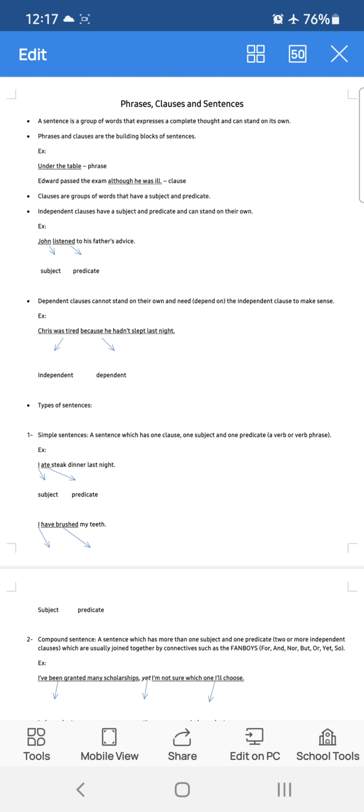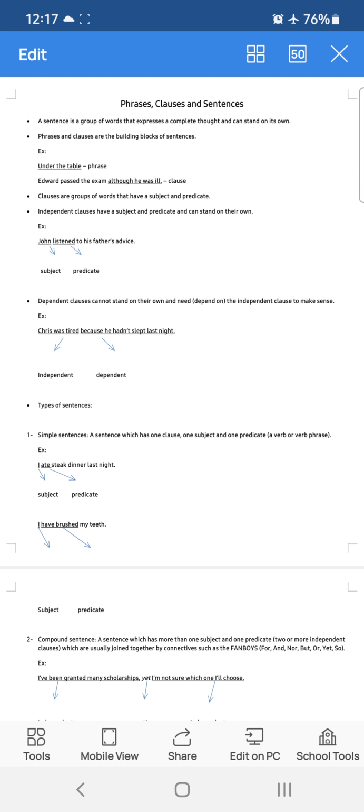All right, now, phrases, clauses. We have different types of clauses. What are independent clauses? Independent clauses have a subject and a predicate and can stand on their own. As you've noticed, the definition is very much similar to that of a sentence. So let's take a look at our independent clause. John listened to his father's advice. John is my subject. Listened is my predicate.